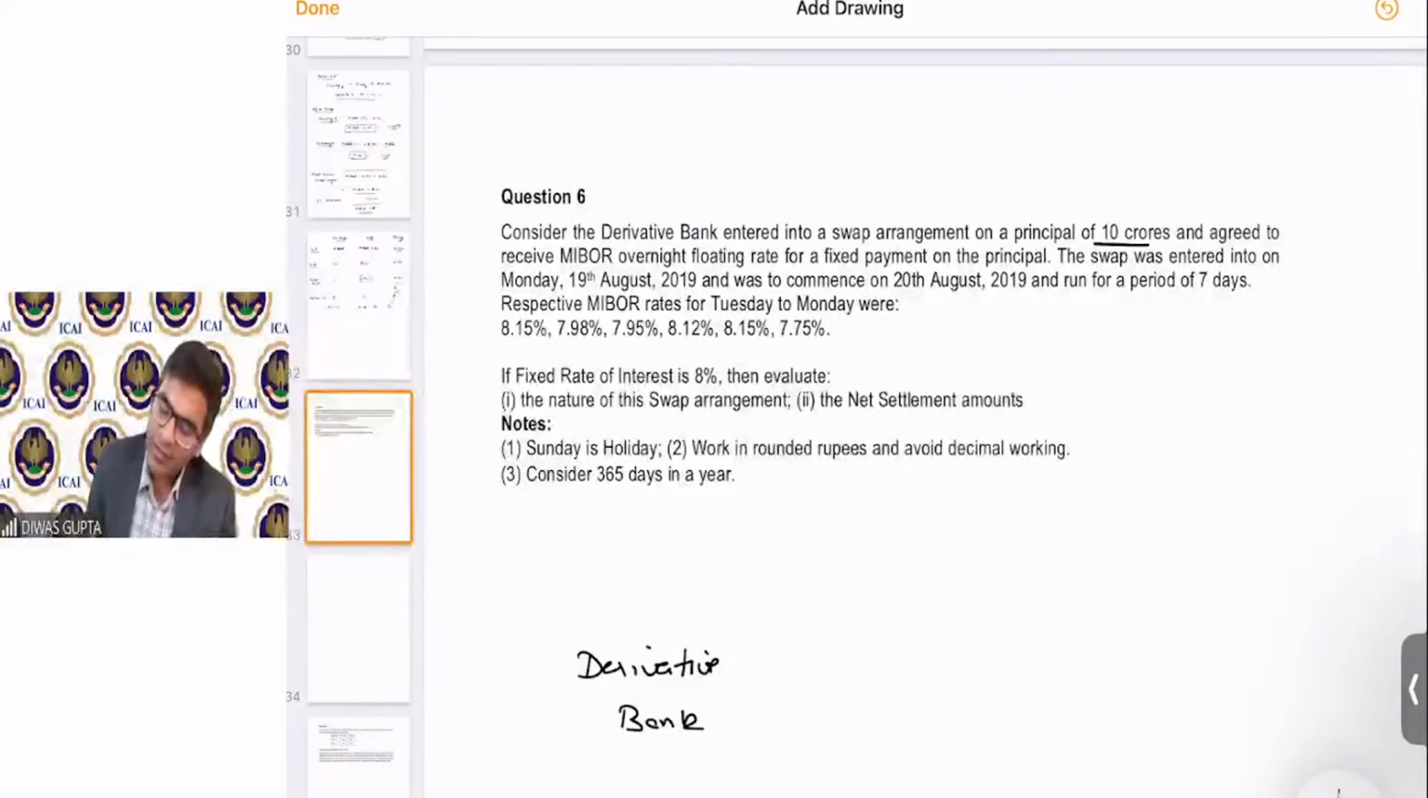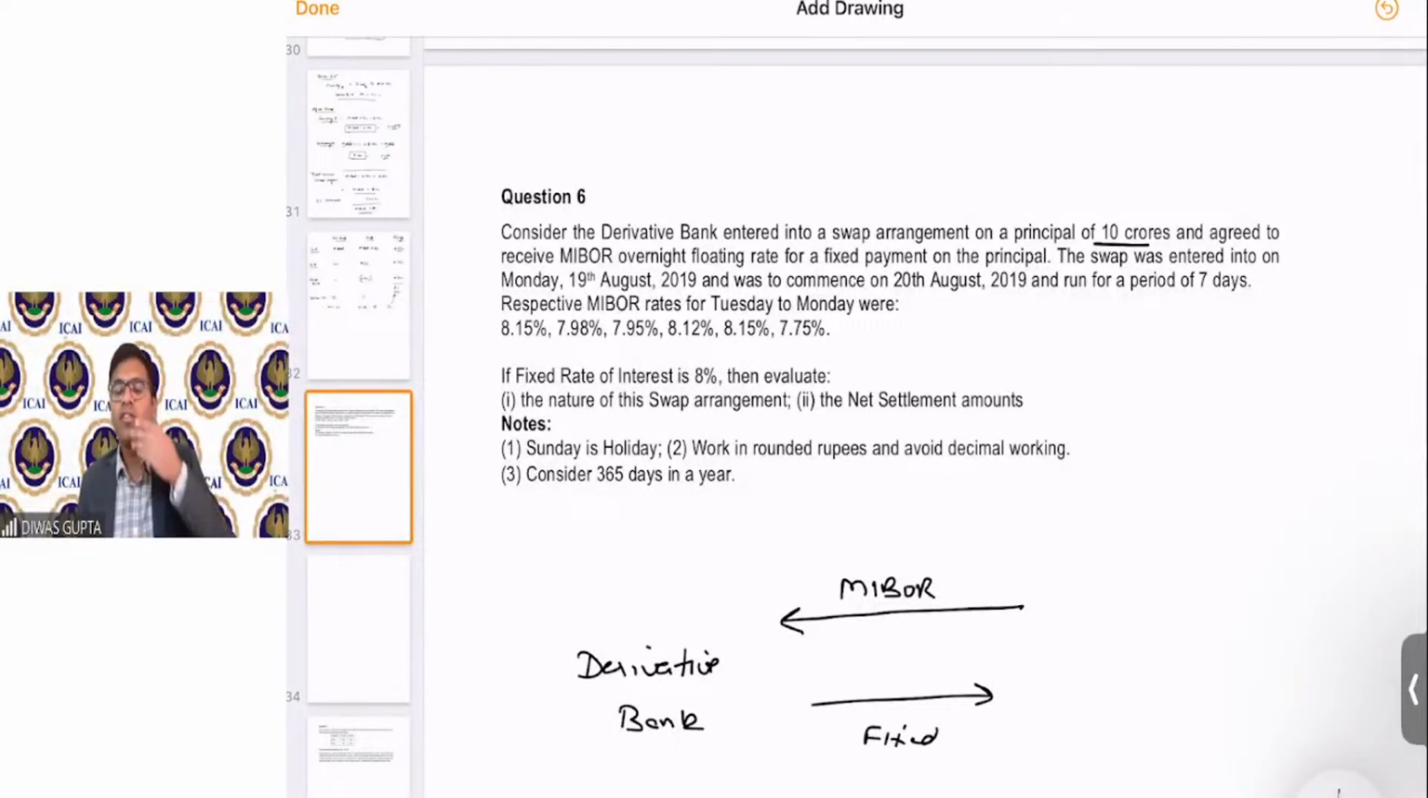What is the swap designed for? It will receive MIBOR and it will pay fixed, right? So it is converting floating to fixed, correct? Because it is receiving floating, that means the derivative bank had a liability to pay floating in the back end, right? That's why it is receiving floating and paying fixed. So that means it is converting its floating liability to fixed.